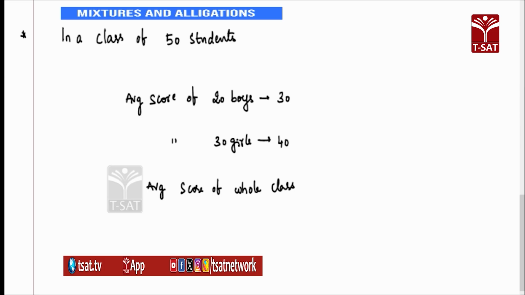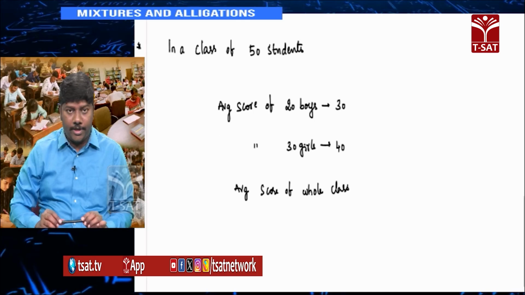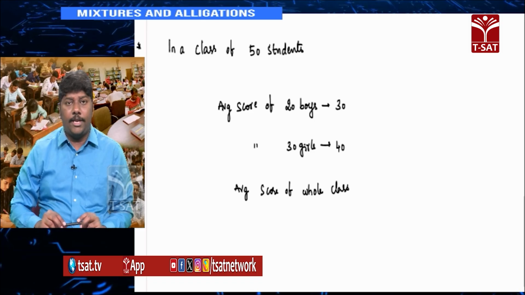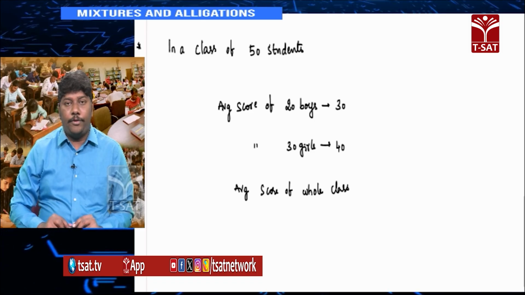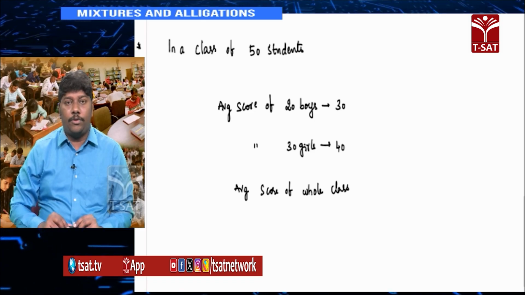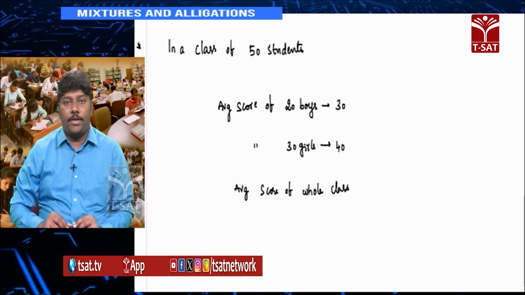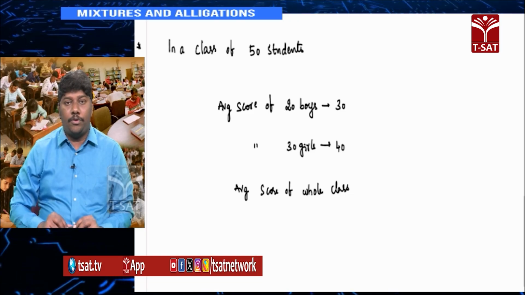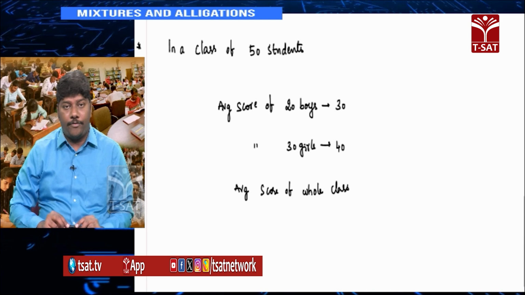So see here, this is actually the basic of your mixtures and alligations concept. You call it grouping. First try to do it normally, then we'll explore the concept of mixtures and alligation by using this example. Everyone knows how we find the average of the whole class. Average means sum of observations by number of observations. So you have to find the total score of boys and total score of girls, and divide it by the number of members in the class.